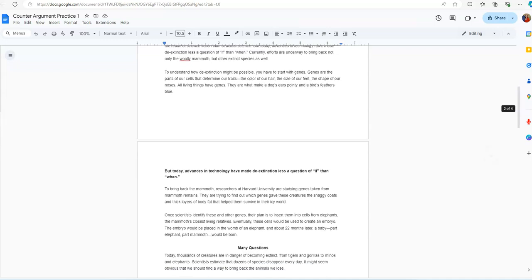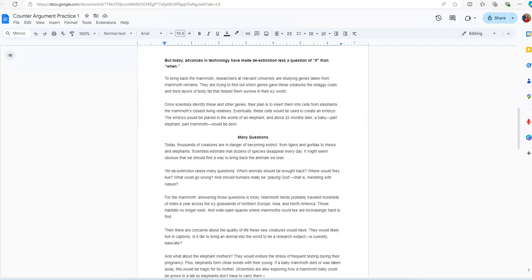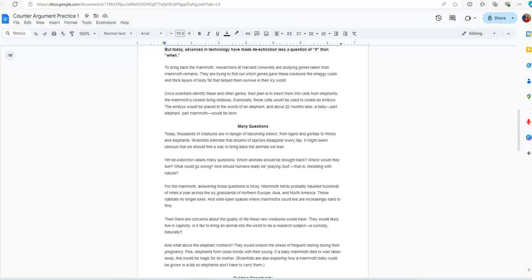But today, advances in technology have made de-extinction less of a question of if than when. To bring back the mammoth, researchers at Harvard University are studying genes taken from mammoth remains. They are trying to find out which genes gave these creatures the shaggy coats and thick layers of body fat that helped them survive in their icy world. Once scientists identify these and other genes, their plan is to insert them into cells from elephants, the mammoth's closest living relatives. Eventually, these cells would be used to create an embryo.